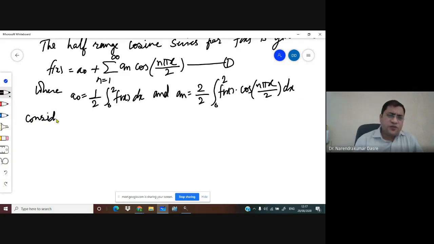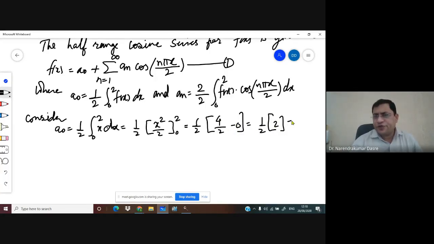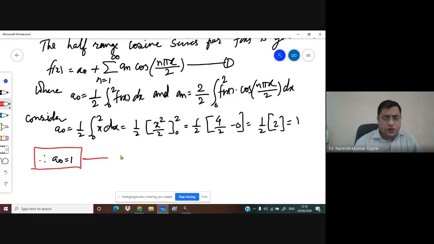Now consider a0 is equal to half of integral 0 to 2 x dx. So we got half of, this will be x square by 2 and 0 to 2. So we have half of 4 by 2 minus 0. So it is half of 2. That's going to be 1. So we got here a0 is equal to 1. So once you get a0 equal to 1, this is your equation 2.